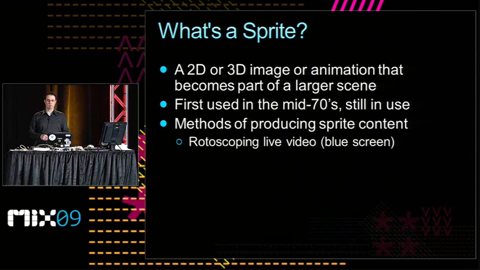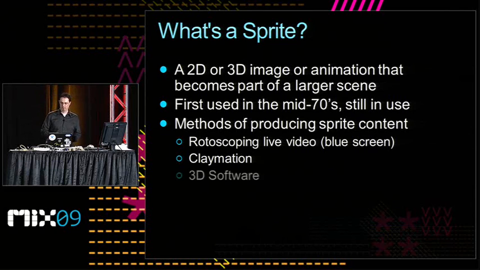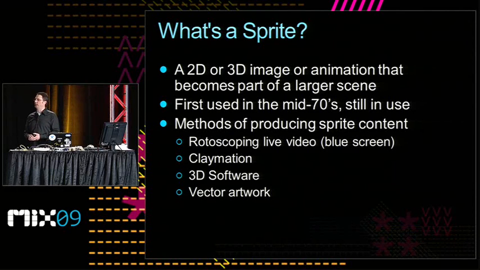One would be to rotoscope live video. You could use a blue screen and then grab your video frames. Another would be to use claymation. An example of that is if you're familiar with the original Mortal Kombat game, one of the bad guys was done with claymation. You could use 3D software to generate your animations, or you could use vector artwork. The majority of you, when you're working with sprites, are probably going to be doing it with 3D software or vector artwork from your art department.